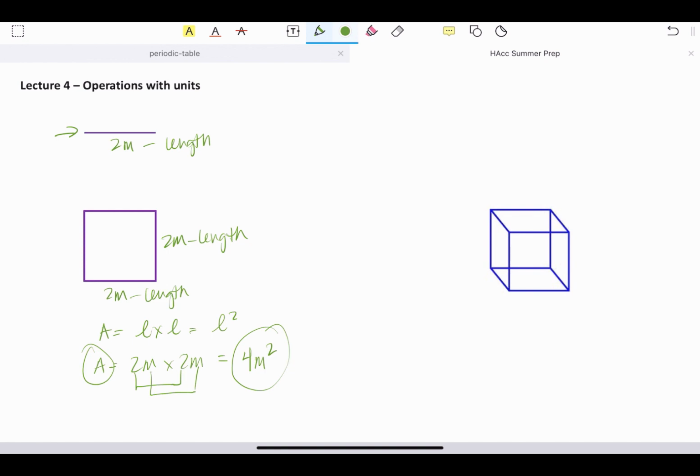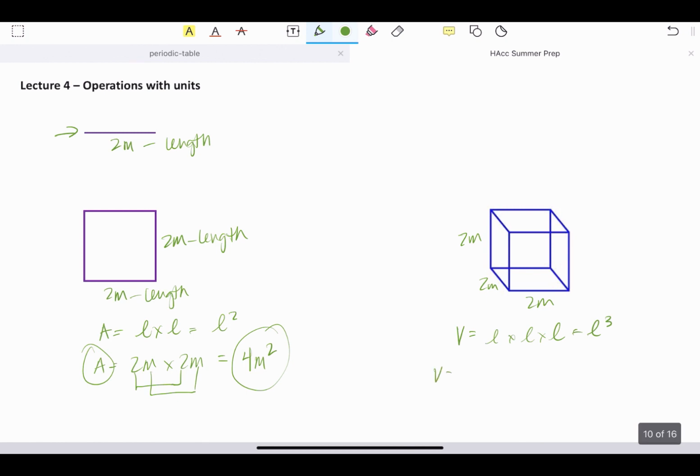Then if I come over here to my cube, I have 2 meters by 2 meters by 2 meters. The lengths are all 2 meters. Since I know I have a cube, I can find the volume by taking length times length times length. It is expected that you can do basic volume formulas. You just finished geometry, and these are things you should be able to do.